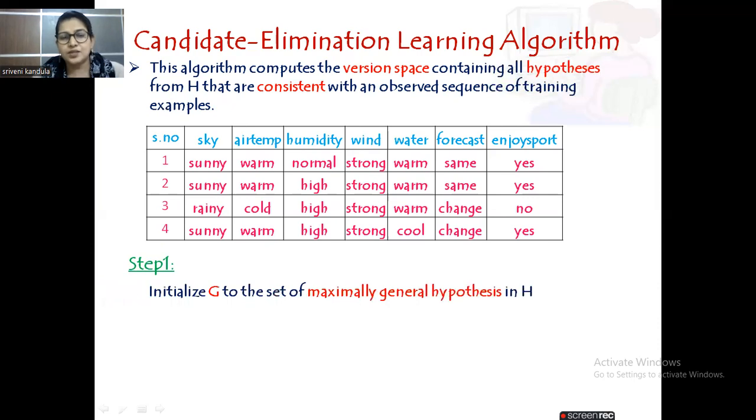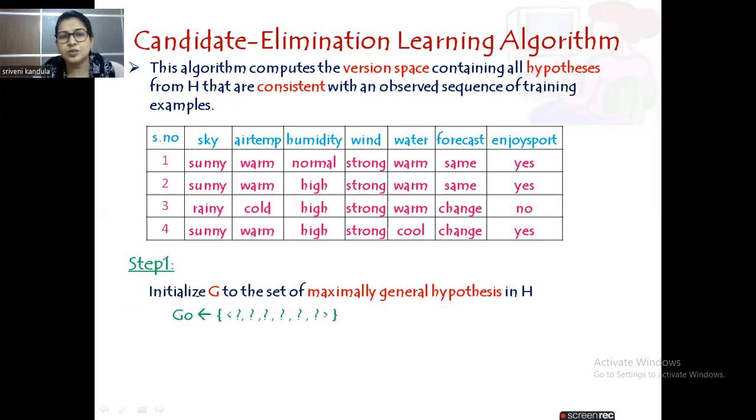Initialize capital G, the general boundary, to the set of maximally general hypotheses in H. What is the maximally general value? That is a question mark. So here we have 6 attributes: sky, air temperature, humidity, wind, water, and forecast. We will not consider the target attribute, that is Enjoy Sport. So we will replace the general boundary with all 6 question marks.